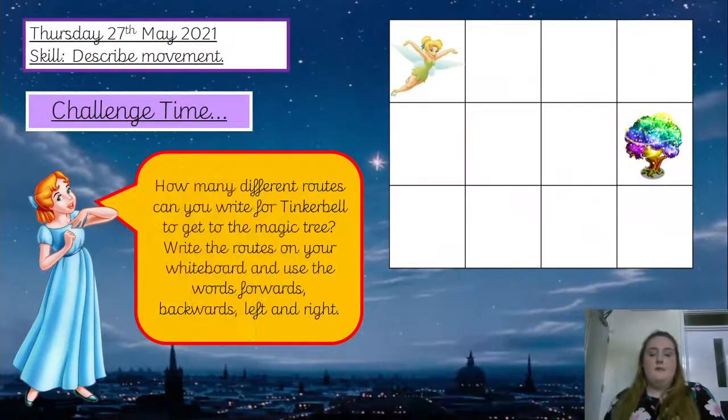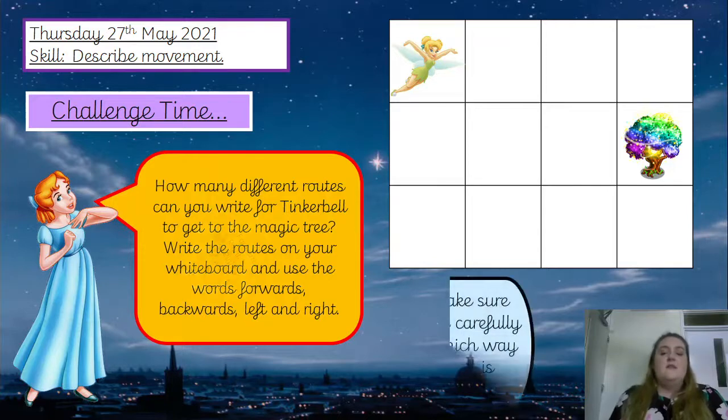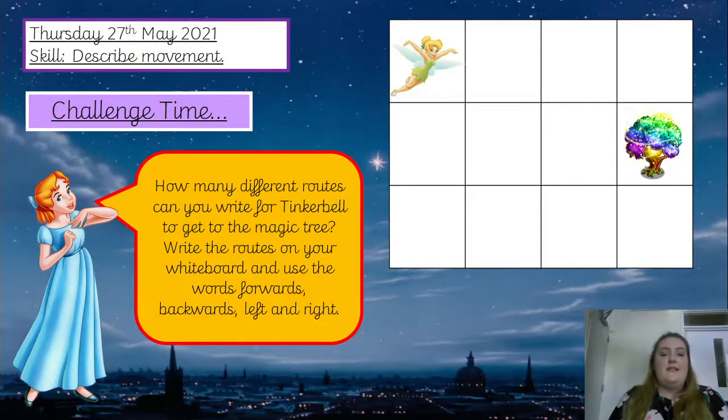Okay, so, how many different routes can you write for Tinkerbell to get to the magic tree? I'd like you to write the routes down on your paper, okay, and use the words forwards, backwards, left and right. So a little hint then, make sure that you think carefully about the way that Tinkerbell is facing, okay, and just think about, so if she's here, here we go. Forwards, she's going to step this way, isn't she? Okay, so how can she get to the magic tree? Pause the video and try this now, please.